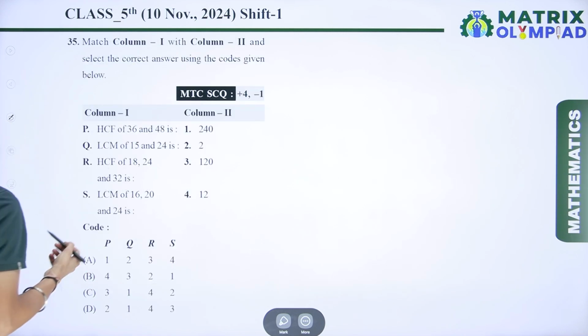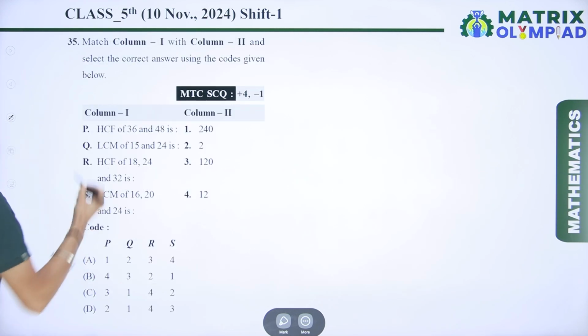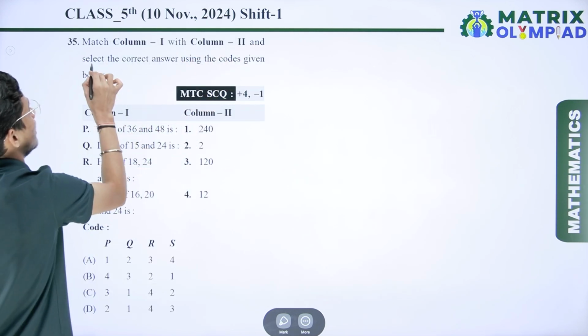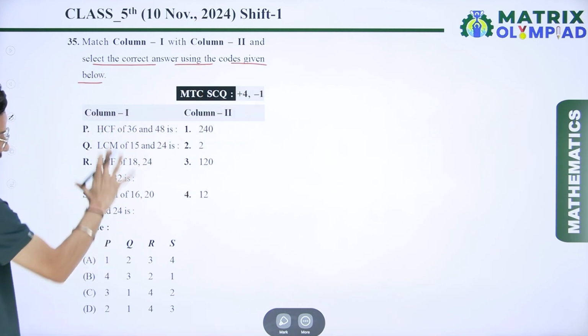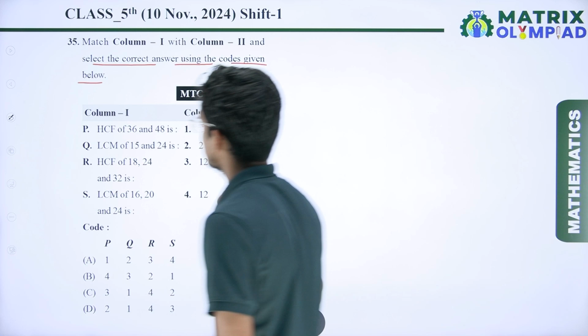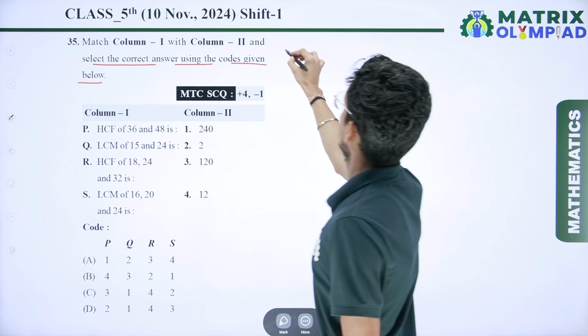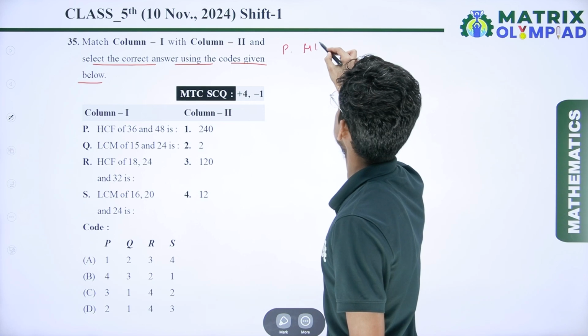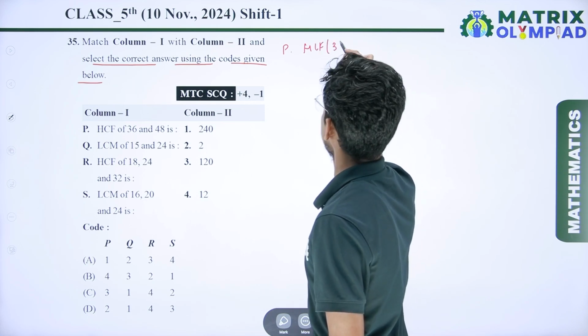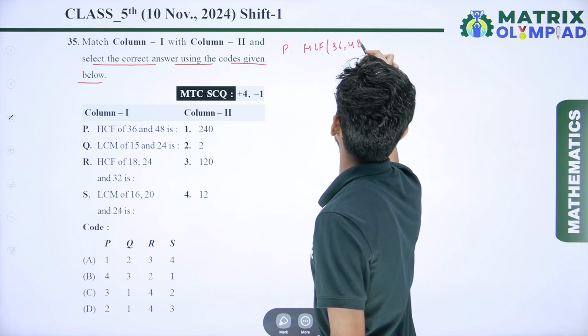So now if I talk about the next question, that is based on matching column 1 and column 2 and selecting the correct answer using the code given below. So here we have given column 1 and here we have given column 2. First we have to solve column 1. So here we have given P, that is we have to find the HCF of 36 and 48.